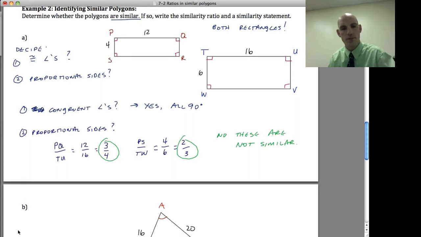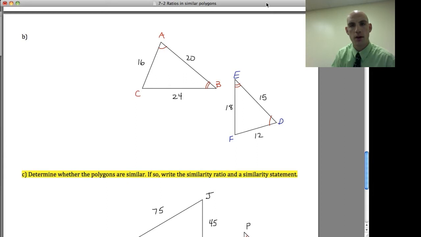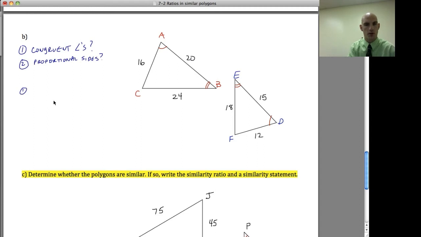Okay? And so, let's move down and work on example B. Alright, in example B, we're going to do the same thing. We're going to test to see if these polygons are similar. So the first question that we need to ask is congruent angles. And the second question is proportional sides. Okay, and so let's test number 1 first.